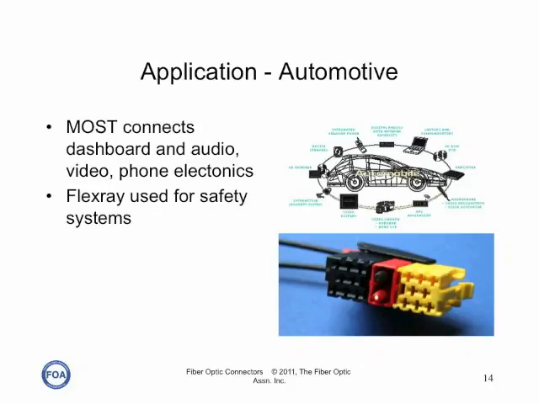Plastic fiber is used in lots of automobiles too. There are two types of typical systems. Most connects the dashboard and the audio, video, phone electronics in the car and creates a ring-type network using the connector shown here, which combines optical and electrical contacts. FlexRay is used for safety systems like airbags.